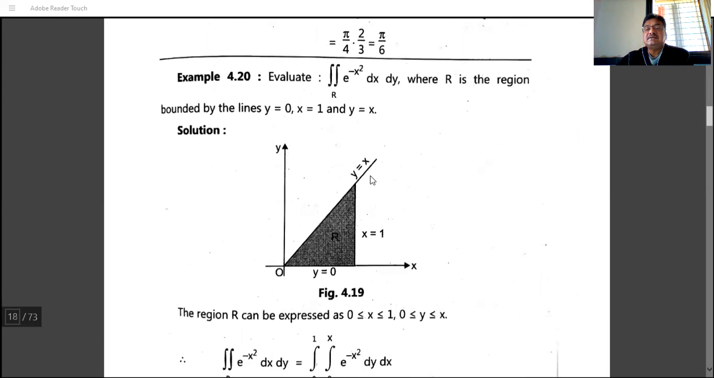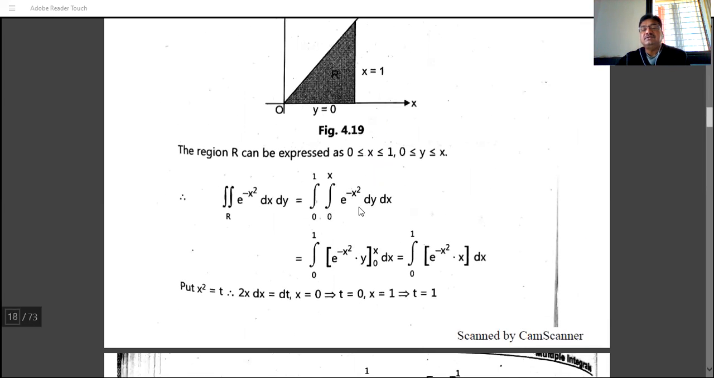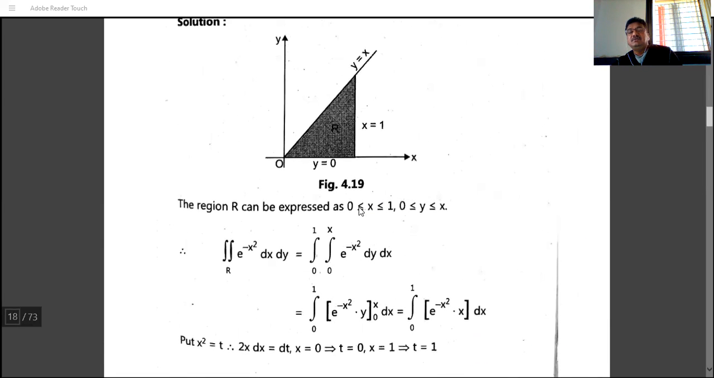But in this example, we have to integrate with respect to y first. If we integrate with respect to x first, then this becomes complicated, because the integration of e raised to minus x square with respect to x becomes complicated. So we integrate with respect to y first. That means we have to take a strip parallel to the y-axis. So draw here a strip parallel to the y-axis.